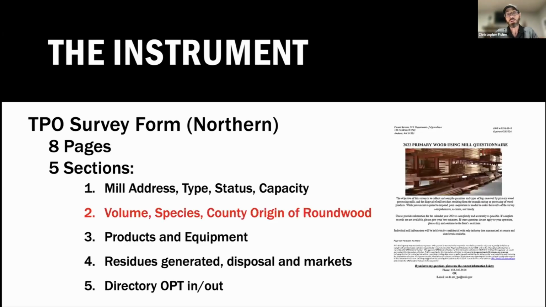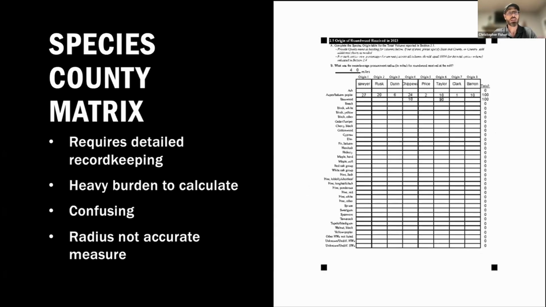So that volume, species, county section of the TPO instrument that we implement, we call it the county matrix, and it does have some challenges. So the species county matrix requires some detailed record keeping, and we've heard in a presentation already today, there's a lot of issue getting this information from mills. And so there's speculation, we wonder, are they not keeping these records? Are the records difficult to find? What are some reasons? But what we do know is that it does require some detailed record keeping, that it can be a bit of a burden to calculate these numbers, and it can be downright confusing for some people.